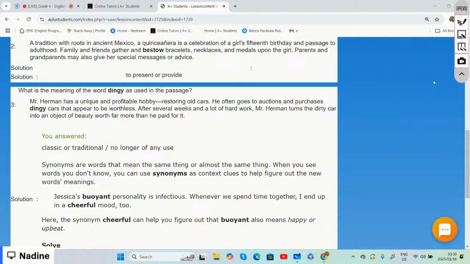All right. And if we look at the word dingy, what is the meaning of the word dingy? If he buys dingy cars and he turns the dirty cars into an object of beauty, then what does dingy mean? This is basically like using synonyms.